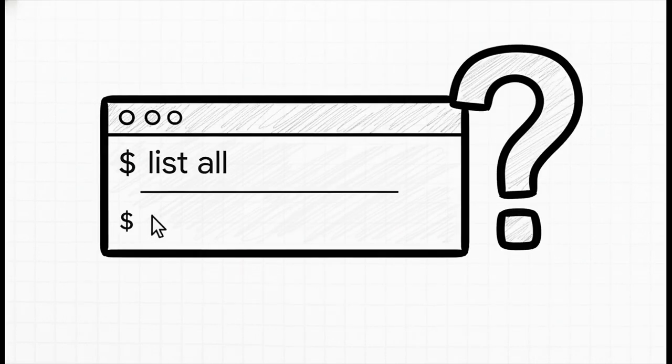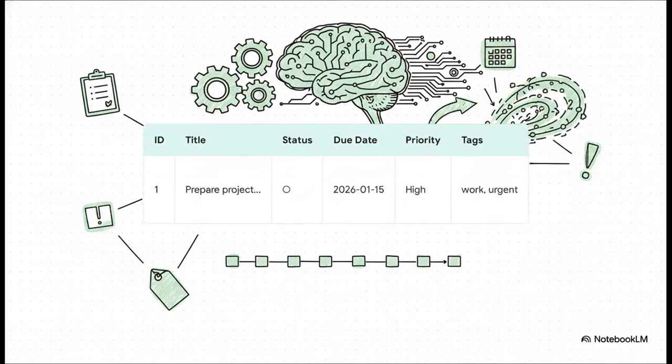All right, so the task is in the system. Now let's use the list command to make sure it's actually there and see what it looks like. And there it is. Look at that. The AI didn't just spit out the data. It organized everything into a clean, formatted table. It shows the ID, the title, the status, due date, priority, and all the tags. Honestly, for an app generated entirely by an AI, that is remarkably polished.